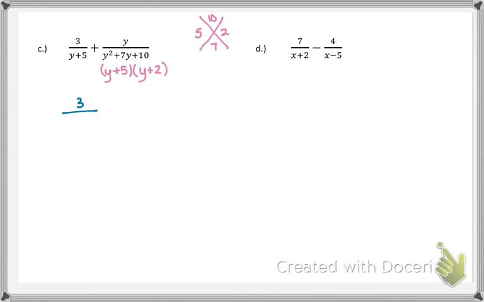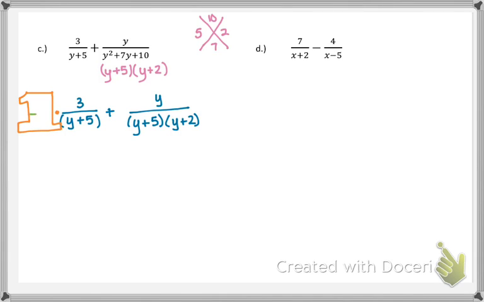3 over y plus 5, first fraction, plus y over y plus 5 times y plus 2. All right, and so again, if I want to add the two fractions, I need a common denominator, and all I need is my first fraction already has y plus 5, right? So all it needs is a y plus 2. So again, I'm going to multiply this first fraction by a special 1 in order to create that common denominator. And my denominator needs a y plus 2. So my special 1 in this case is going to be a little bit more complicated. It's just going to be y plus 2 over y plus 2.